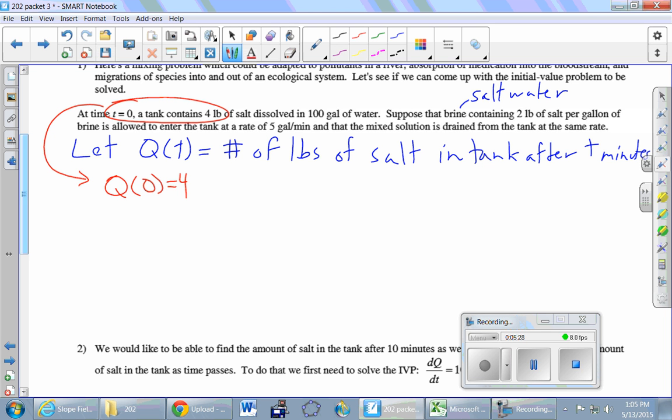Okay, and so ultimately, like I said, we're hoping to find a formula for Q of t so that we could know how much salt is in the tank after 1 minute or 10 minutes or 1,000 minutes. Some formula with t in it, okay? Now, turns out a differential equation is the right way to think about this, guys. So I'm going to write dQ/dt, which just represents the rate at which the amount of salt in the tank is changing as time passes. Yeah? Q prime.